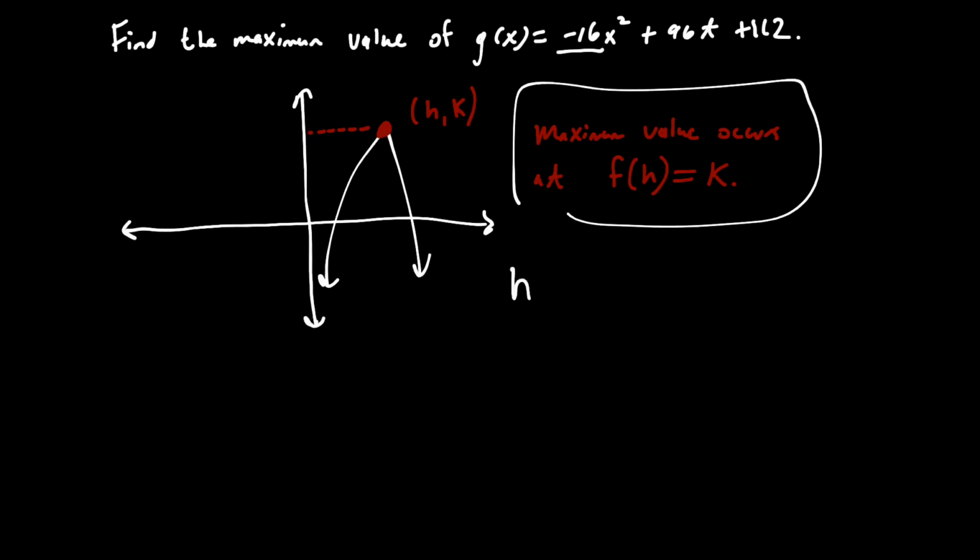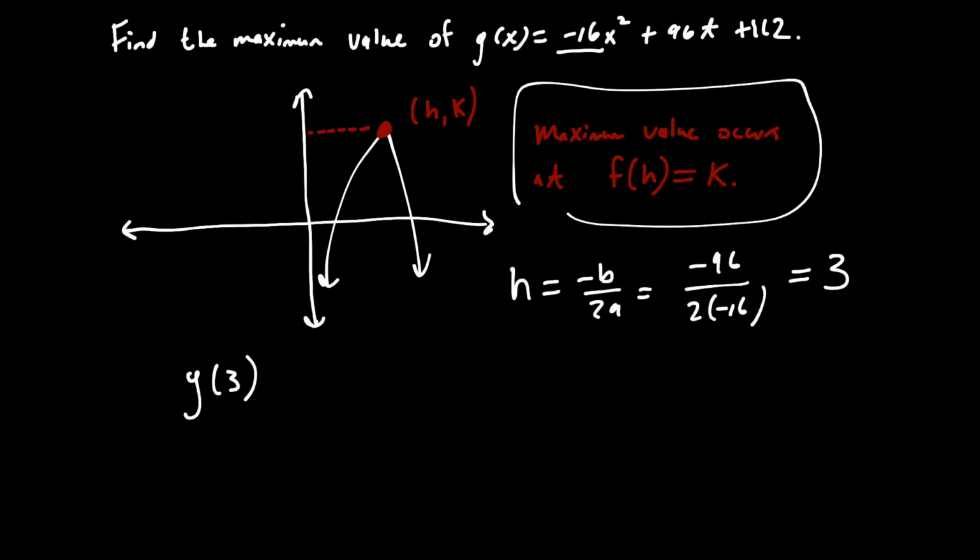So we need to find h first. H is going to be, again, equal to negative b divided by 2a, which is equal to negative 96 divided by 2 times negative 16. Simplifying this, you should get that this is equal to 3. And now we're going to evaluate g at 3. This is going to give us our k.